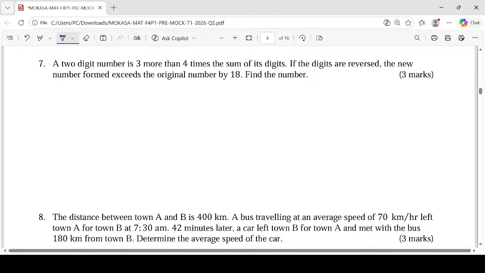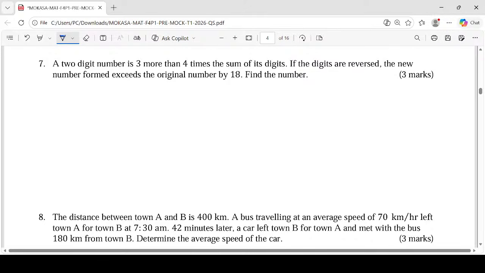A 2-digit number is 3 more than 4 times the sum of its digits. If the digits are reversed, the new number formed exceeds the original number by 18. Find the number. So they are talking about a 2-digit number.